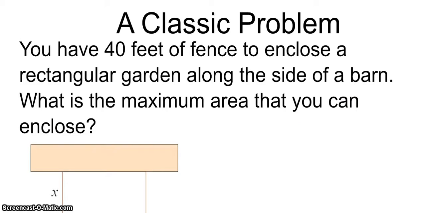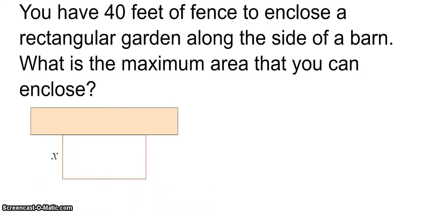Alright, so here's a classic type of optimization problem. You have 40 feet of fence to enclose a rectangular garden along the side of a barn. What is the maximum area that you can enclose? So here's my picture. This right here is the barn. If I call this side X, I can call this side Y, and now I need to try to maximize the area. So let's first talk about the strategies for optimization, and then we'll come back to the problem.